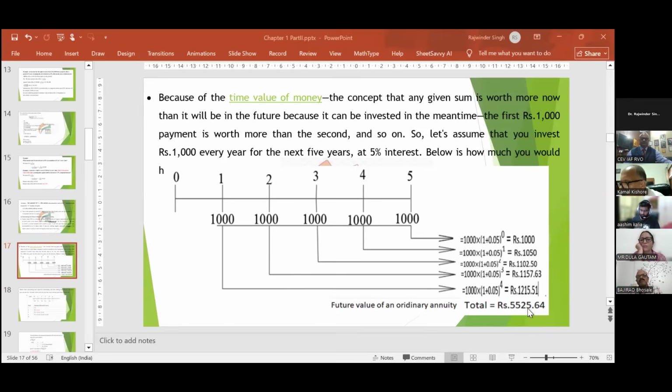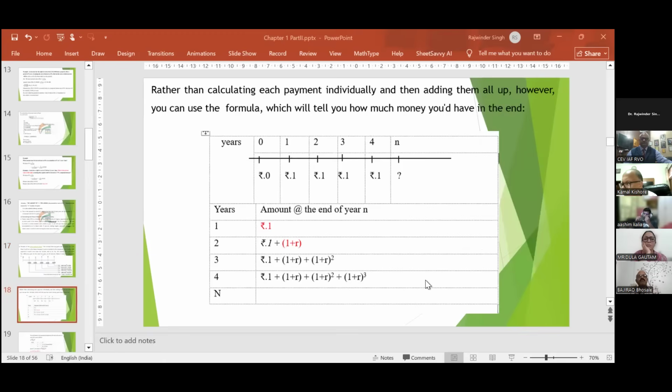So for this we will be deriving a formula that will help us to calculate this value in a single step. So how is this formula calculated?